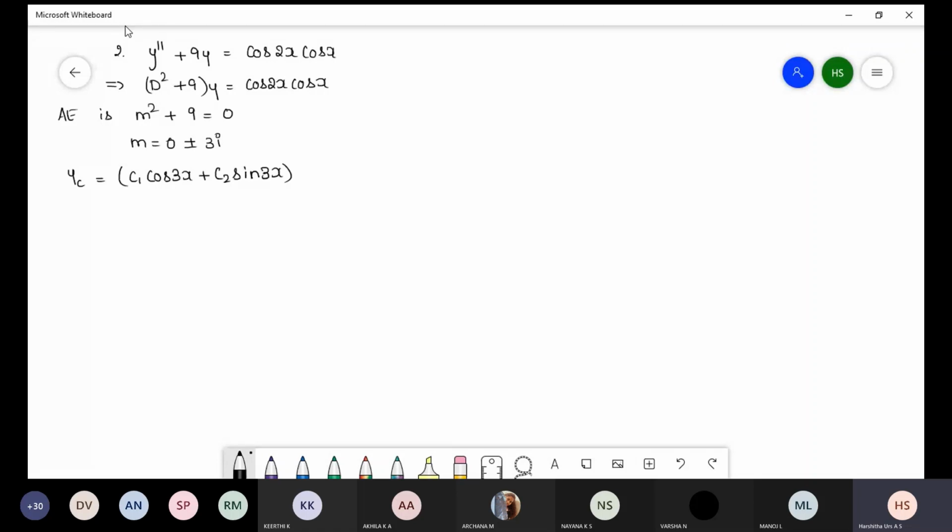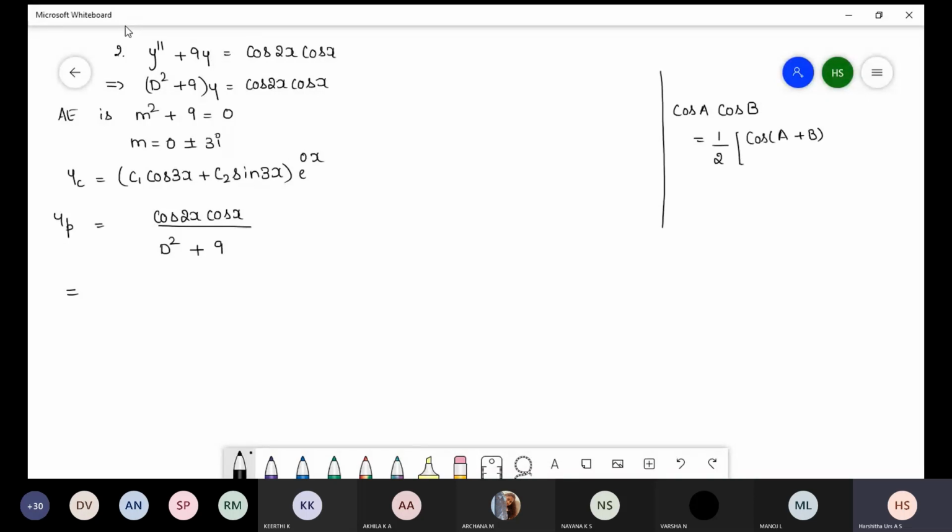Here e power 0x is 1, so I just write that one also. Next, yp is cos 2x cos x divided by D square plus 9. Here we have to write the formula for cos A into cos B. What is the formula? 1 by 2 into cos of A plus B plus cos of A minus B.